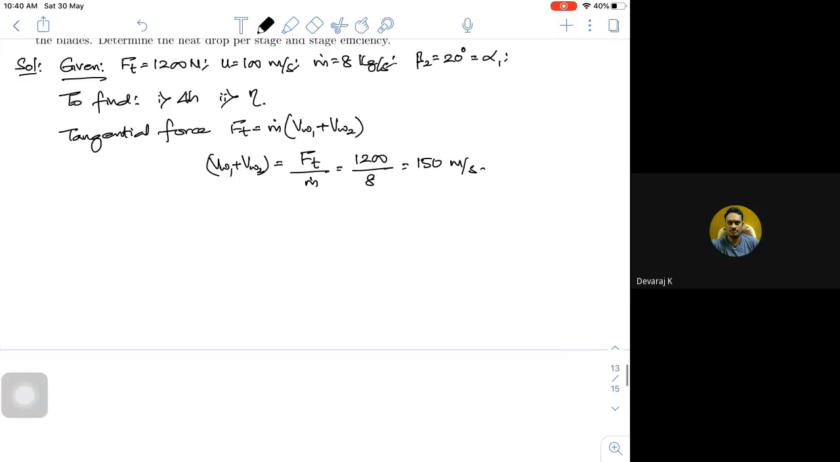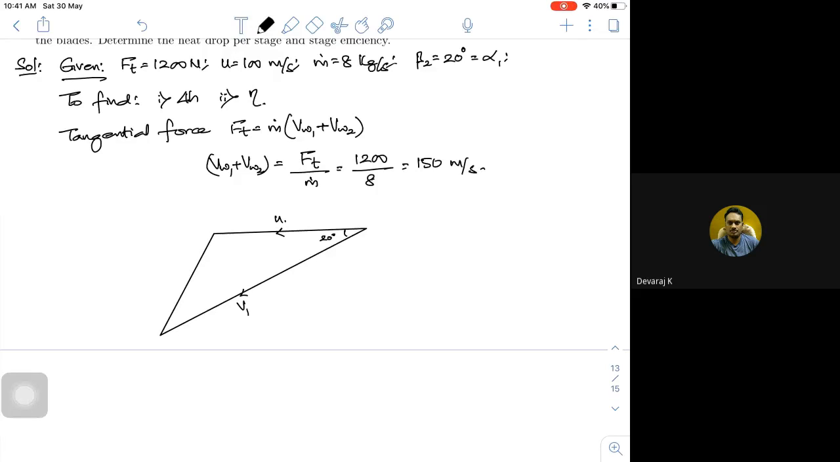So if I try to draw the velocity triangle, this is your velocity triangle, and this is my u. Let's go with the graphical method for this. So if alpha is equal to 20 degrees, I can draw this 20 degrees. I can close it.